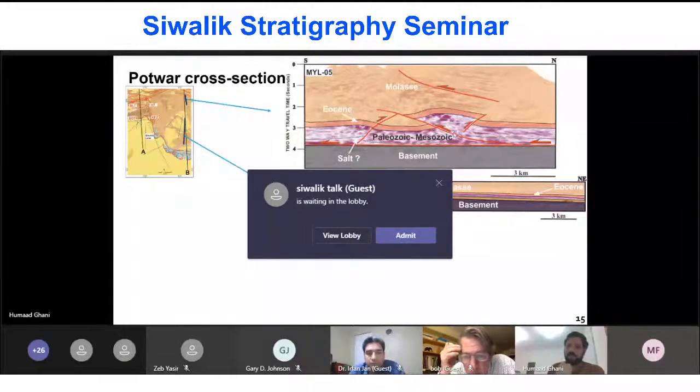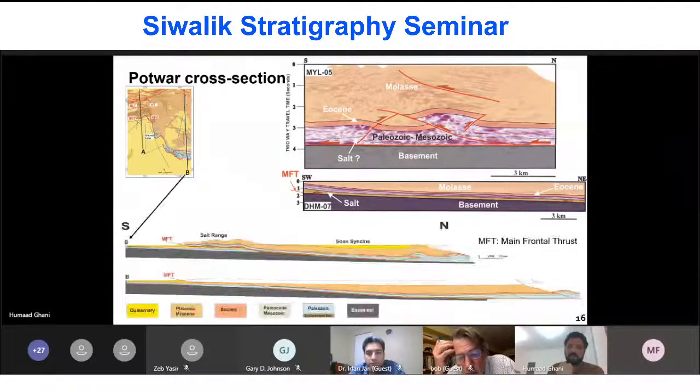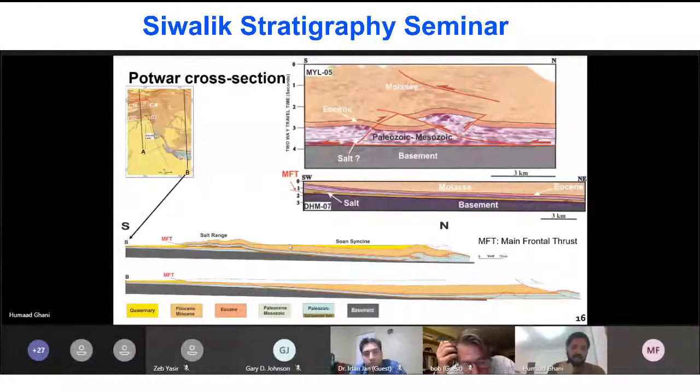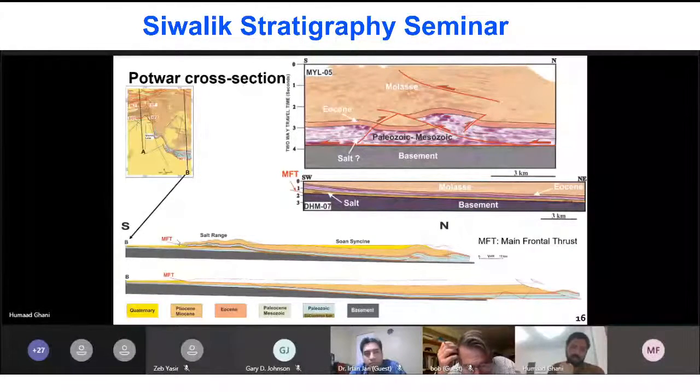But in the northern part, pop-up structures and triangle zones are present in this region. In this cross-section, this is the northern part, and then we have really gentle folds, and at the end of it, a beautiful fault-bend fold in the Salt Range that is coming up on the Salt Range thrust.